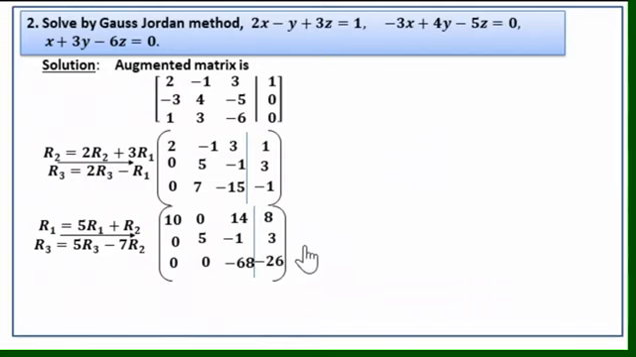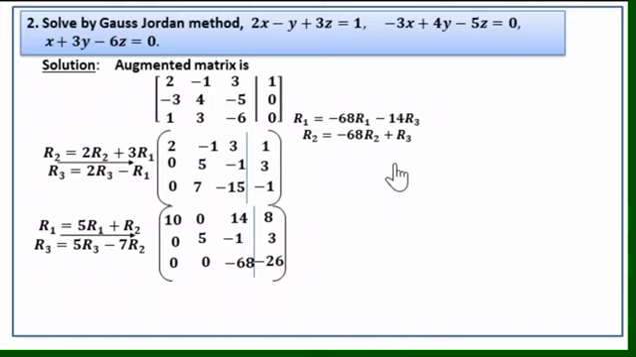Then in the third step we make use of the third row element, this -68, and make 0 in these two places. So R1 changes, R2 changes. What is R1? R1 is equal to -68R1 - 14R3. Then R2 will be -68R2 - 1R3, that is -68R2 minus minus, so plus R3 it becomes.